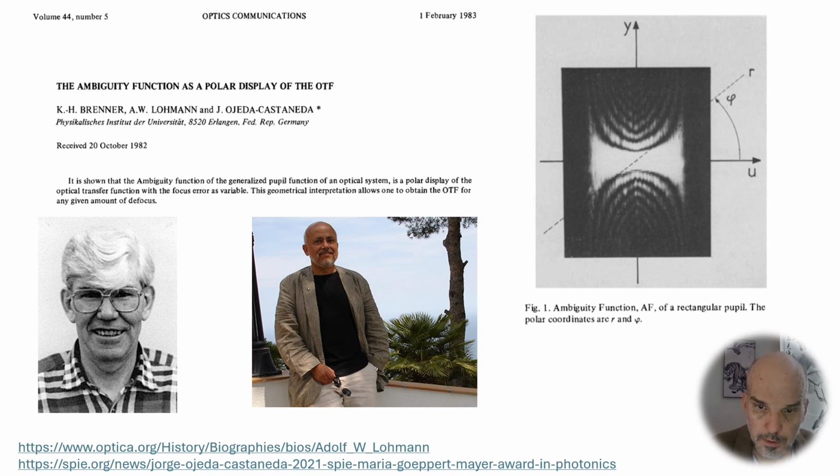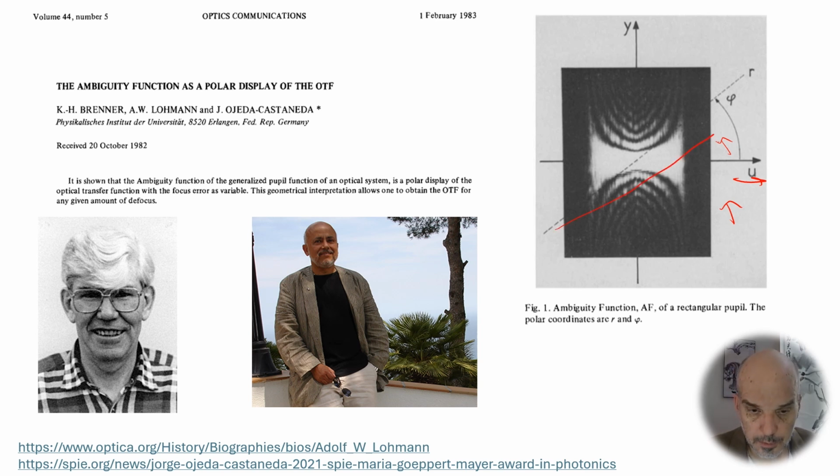What you see at the upper right here is a picture of the ambiguity function for a one-dimensional aperture. And you see spatial frequency on this axis, and this axis is actually denoting defocus. And it turns out that the defocus transfer function that we talked about in our last episode can be written as a cross-section of this ambiguity function, as we'll see today.